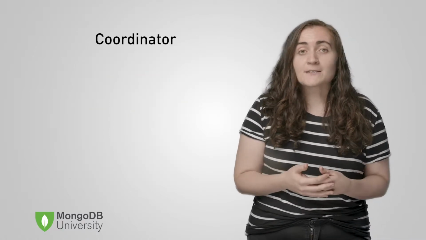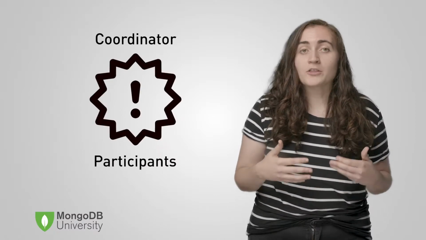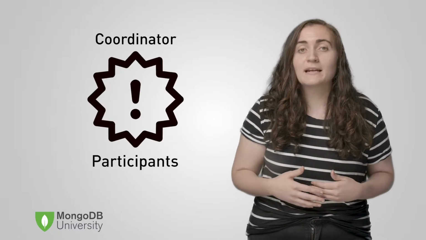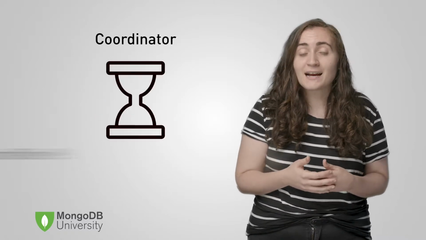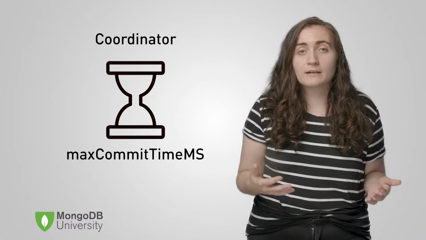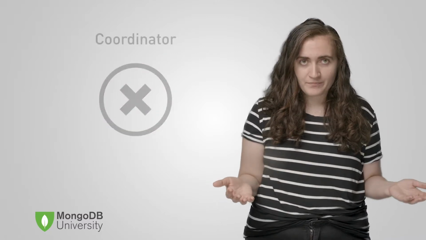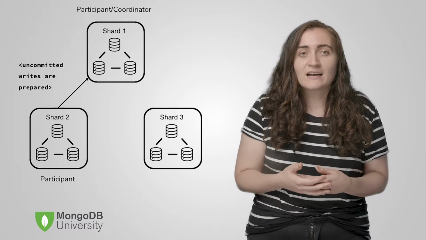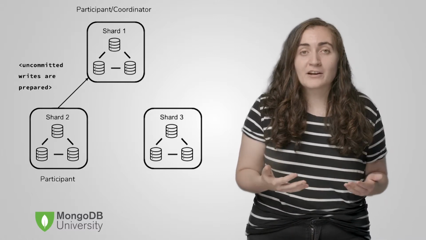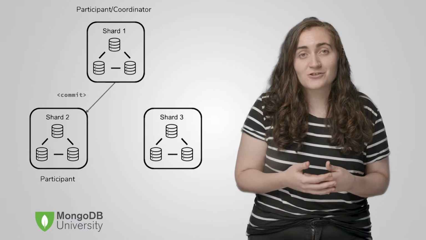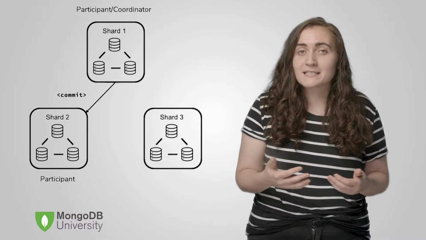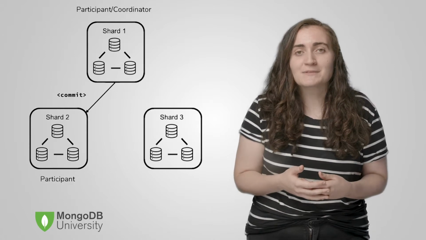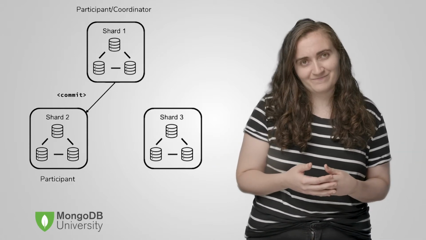If the coordinator receives some failures from the participants on the prepare attempt, or if the coordinator times out waiting for the specified maxCommitTimeMS, the coordinator will abort the transaction everywhere. If every participant has successfully prepared, meaning every shard has promised to commit the transactional changes atomically, then the coordinator can send a commit message to each shard. Once the commit is processed, the documents can start accepting all reads and writes again. Our transaction has been committed.